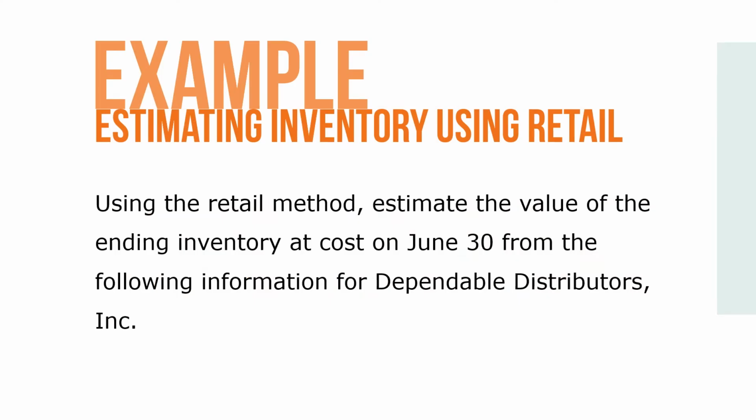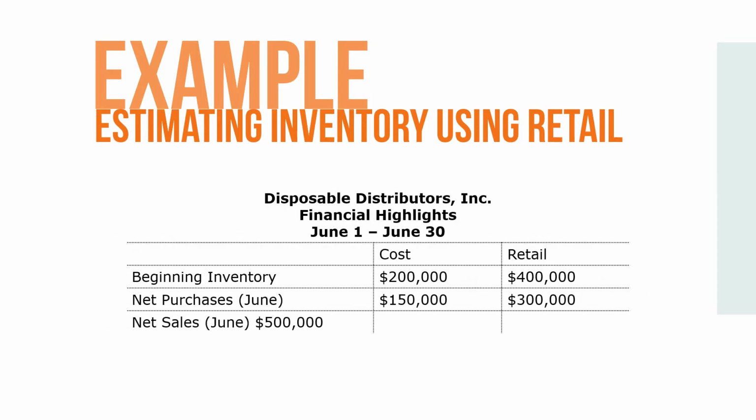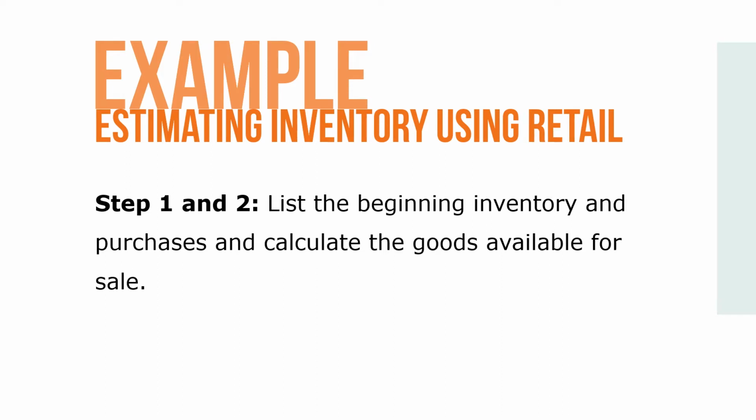Here's an example of estimating inventory using retail. Using the retail method, estimate the value of ending inventory at cost on June 30th from the following information for Dependable Distributors Incorporated. Using the retail method, estimate the value of ending inventory at cost on June 30th like we just talked about using this information. Step 1 and 2. List the beginning inventory and purchases and calculate the goods available for sale.